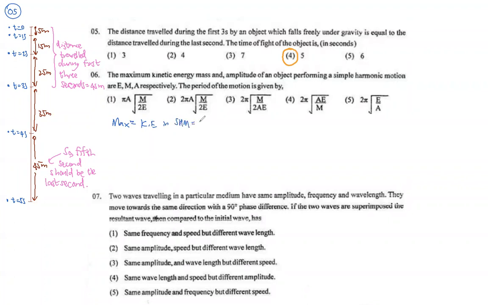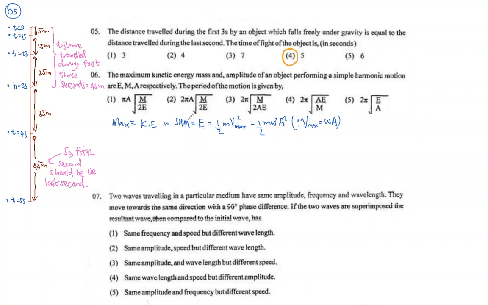That is given by E, and the equation for that is half m omega squared a squared. I mean, you can write it this way: half m v maximum squared. That is half m omega squared a squared, because v max, the maximum velocity of an object performing simple harmonic motion, is omega a.